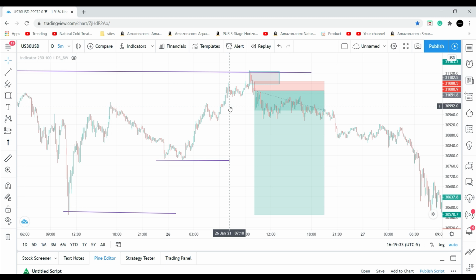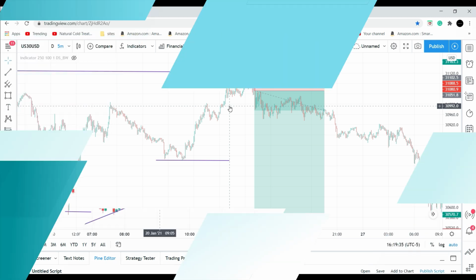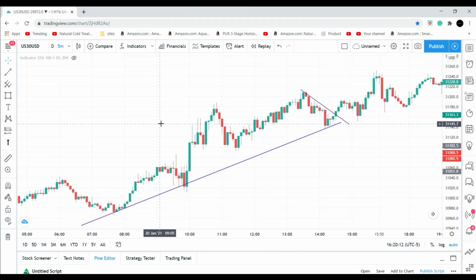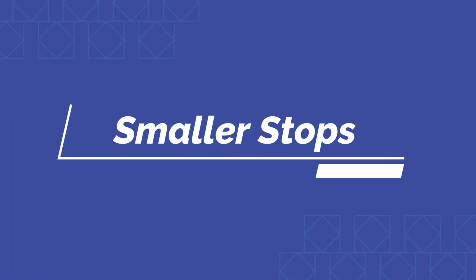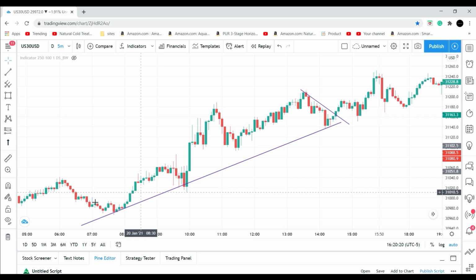So let's go to the last way, number 5, and we're going to wrap this up. The fifth way to make more pips while trading the US30 is using smaller stops. Let's say that you're looking at this market right here. It's very bullish, it's hitting this trend line. You see a nice little trend line break right here. You want to get in this move.